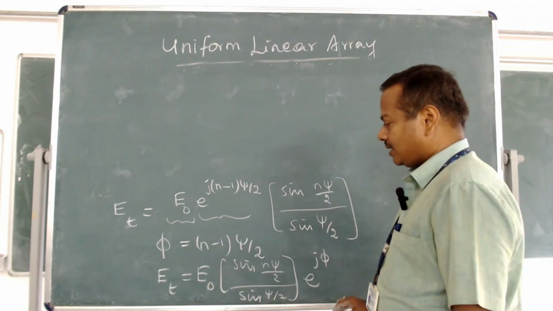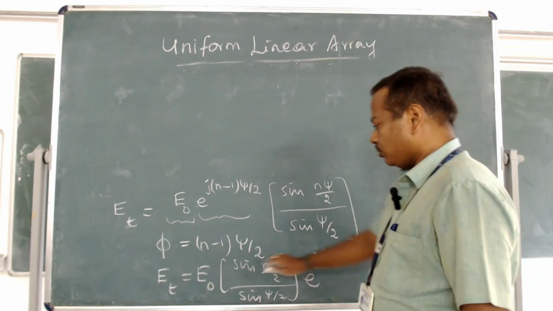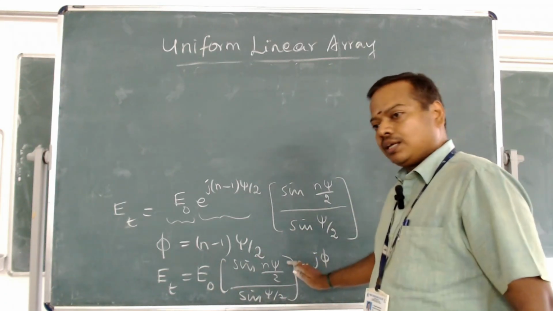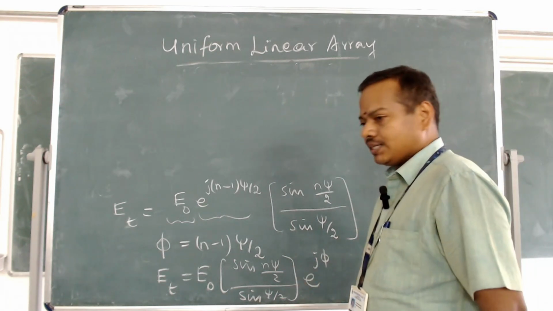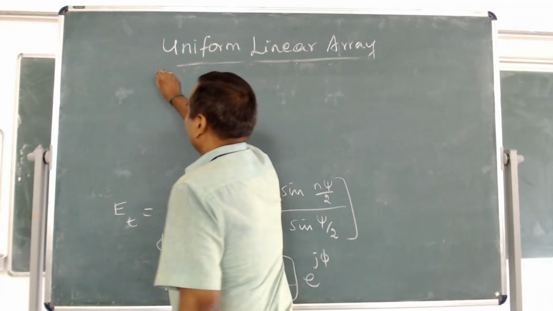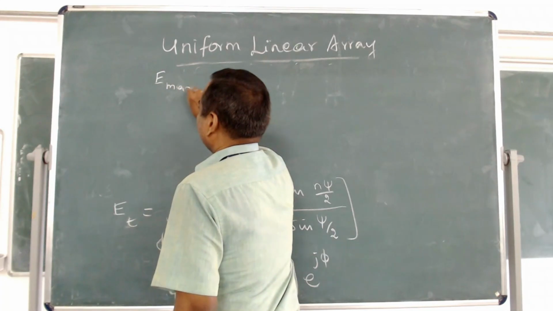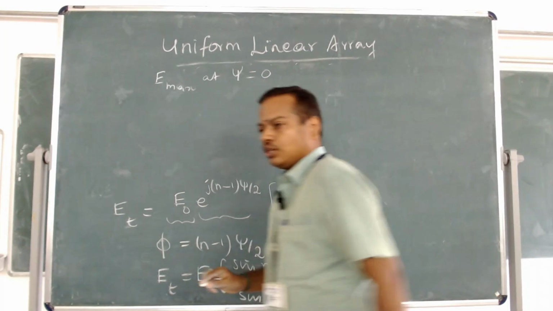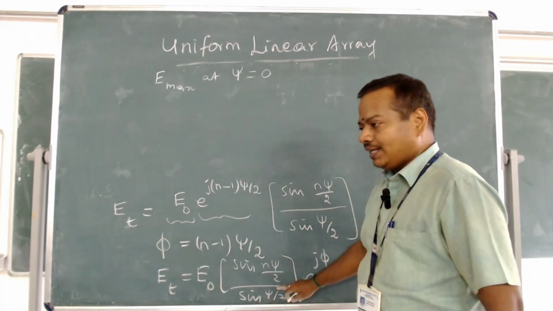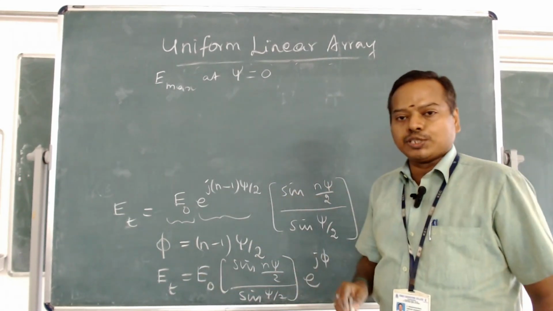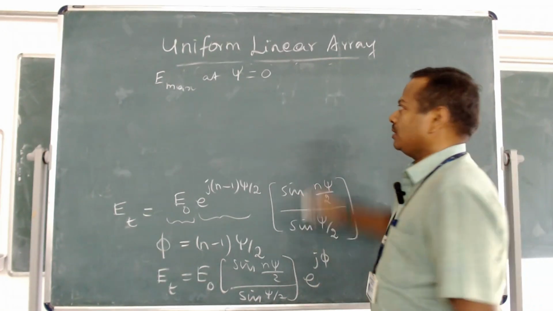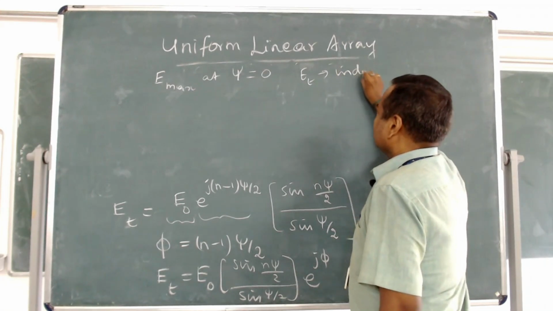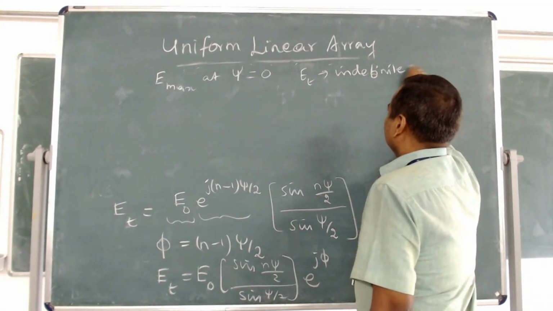Normalized field is written by finding the maximum value. So this total radiated field is attaining the maximum value at psi is equal to 0. If we substitute psi is equal to 0, Et becomes 0 by 0 format, that is indefinite format.